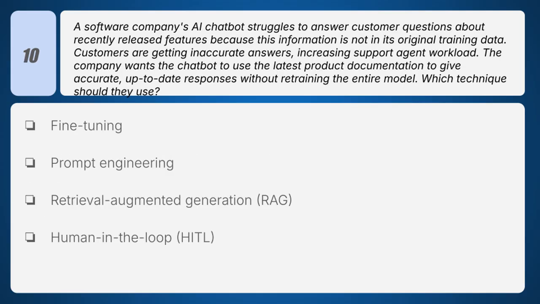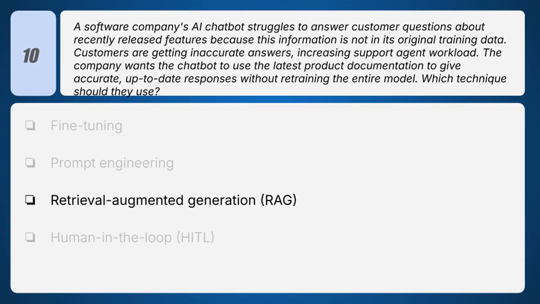A software company's AI chatbot struggles to answer customer questions about recently released features because this information is not in its original training data. Customers are getting inaccurate answers, increasing support agent workload. The company wants the chatbot to use the latest product documentation to give accurate, up-to-date responses without retraining the entire model. Which technique should they use? A. Fine-tuning. B. Prompt engineering. C. Retrieval augmented generation, RAG. D. Human-in-the-loop, HITL.